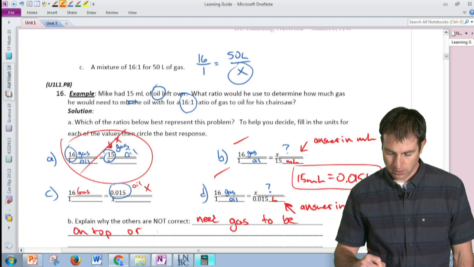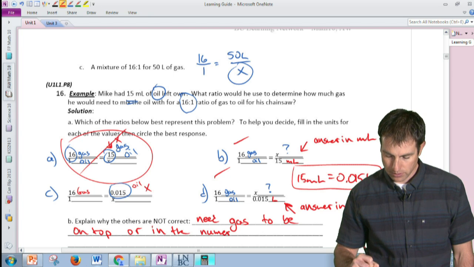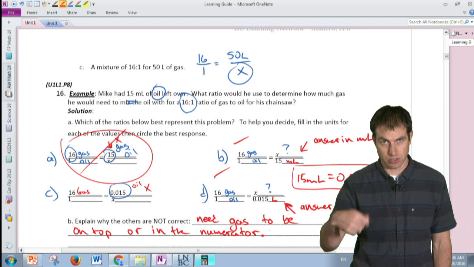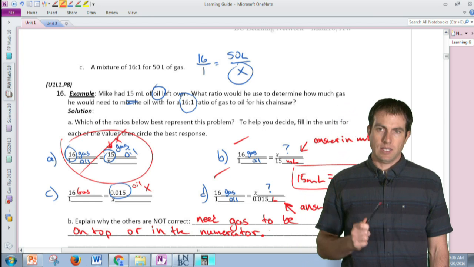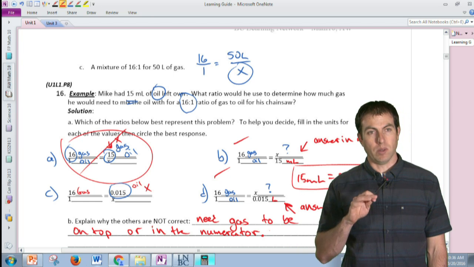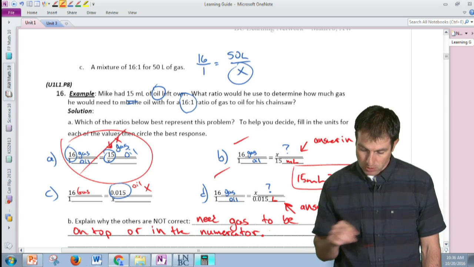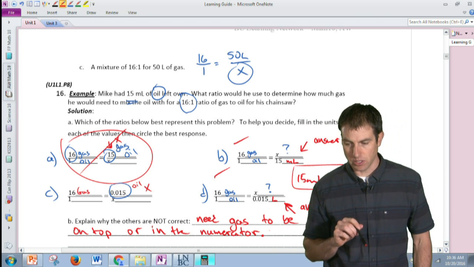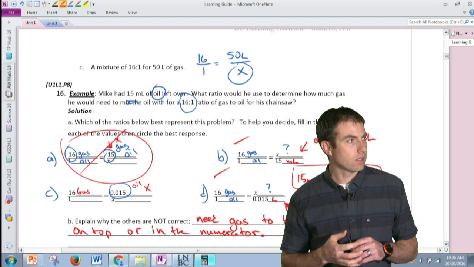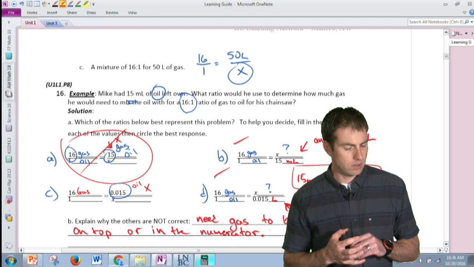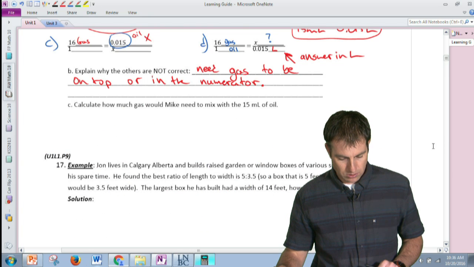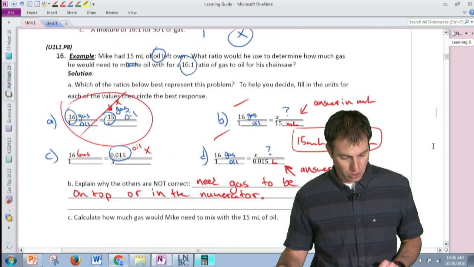Or if we're talking fancy math, in the numerator. And remember, numerator is the top of a fraction, denominator is the bottom. So the ratios didn't work because they were mixed up for A and C. No go. But B and D both looked okay. One was for milliliters, one was for liters. I guess we should finish this question off.